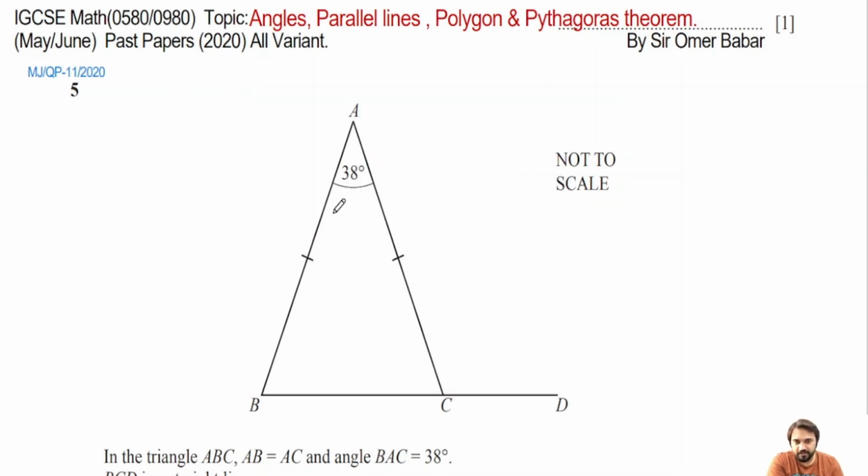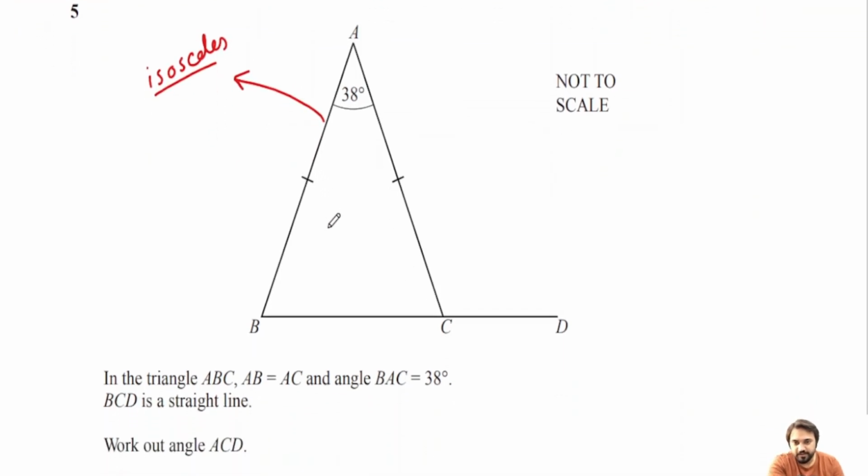So here we have a diagram ABCD. In the triangle ABC, AB is equal to AC. The side AB is equal to this side AC. It means we have this isosceles triangle, and you already know what an isosceles triangle is. A triangle having two sides equal is called an isosceles triangle, and if this is an isosceles triangle, it means angle B and angle C are the same.